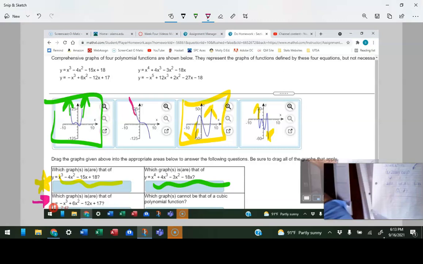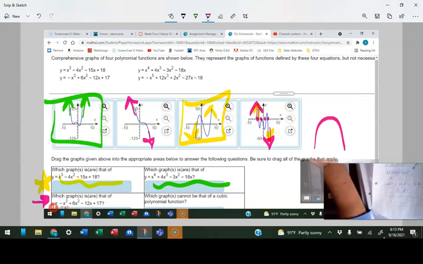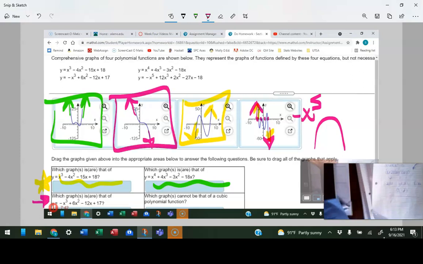So this one is flipped. So it's up to the left, down to the right. But remember, so is this one. Up to the left, down to the right. So if we look at this one, this has 1, 2, 3, and then this intercept is 4, 5, because it bounces off like a parabola, so it's there twice. So this must be a negative x to the fifth. So this is our negative x to the third. So it's going to go here.